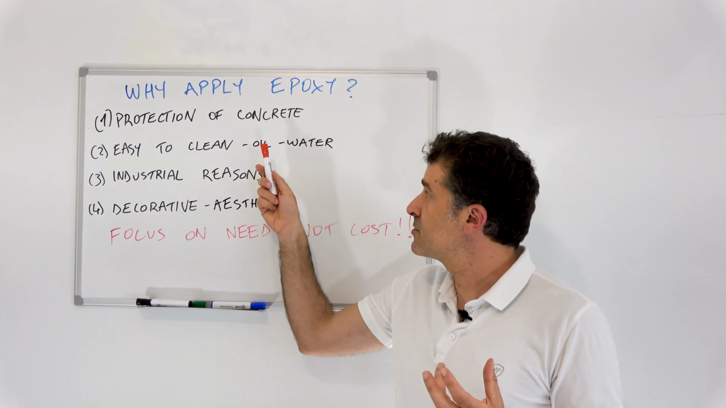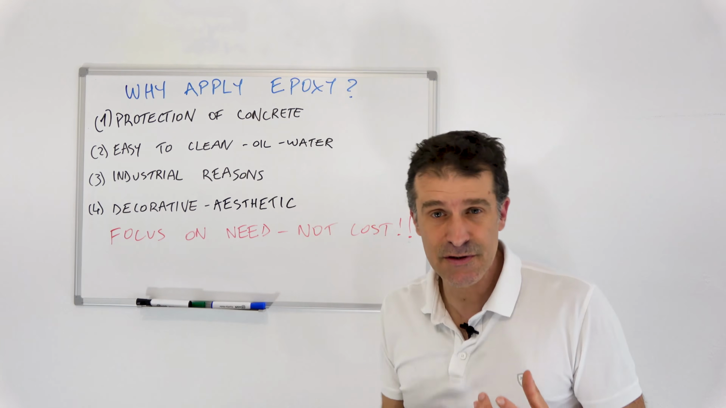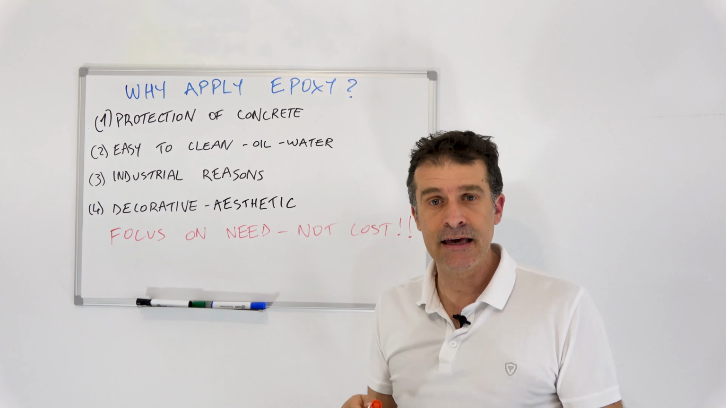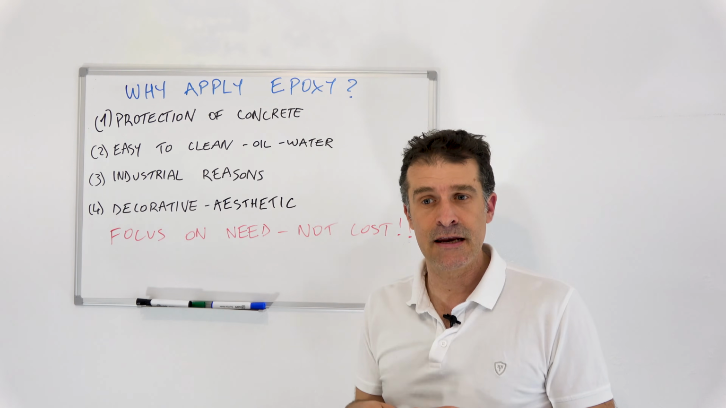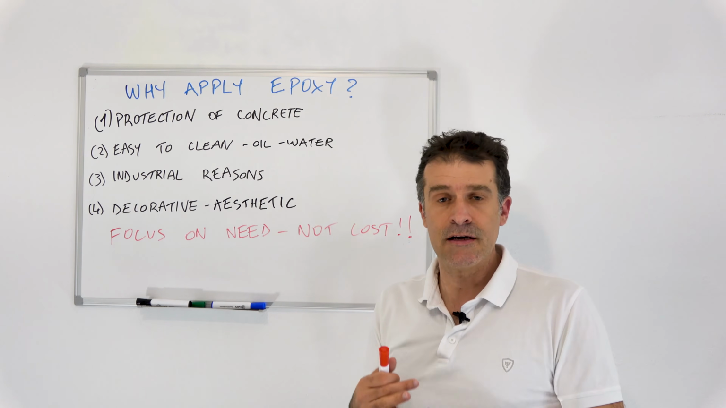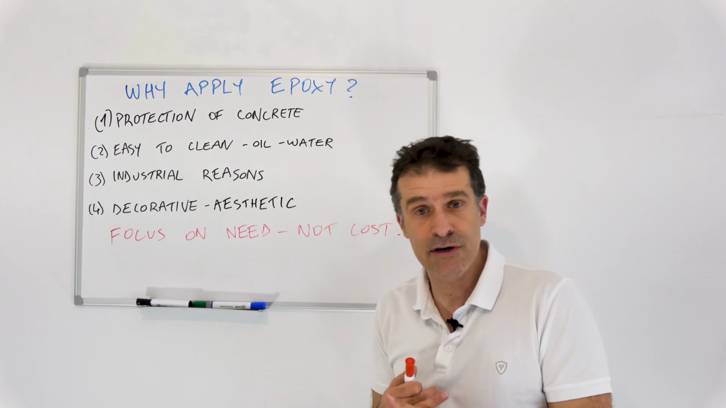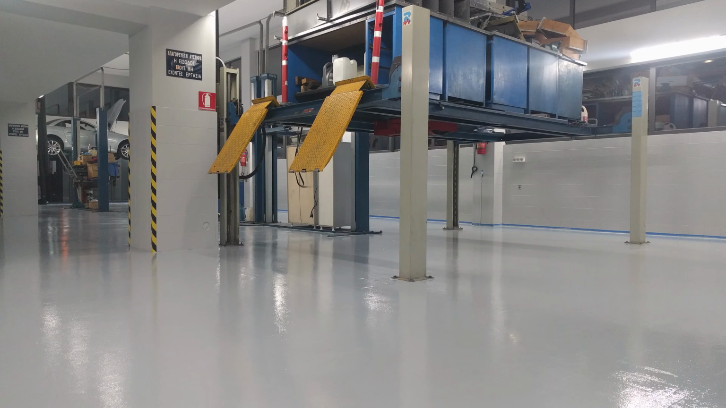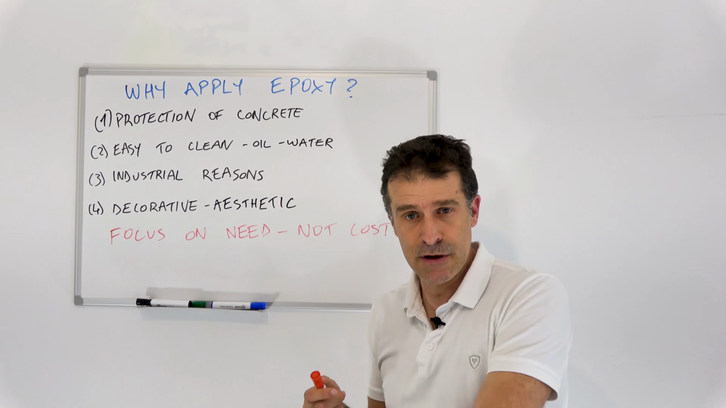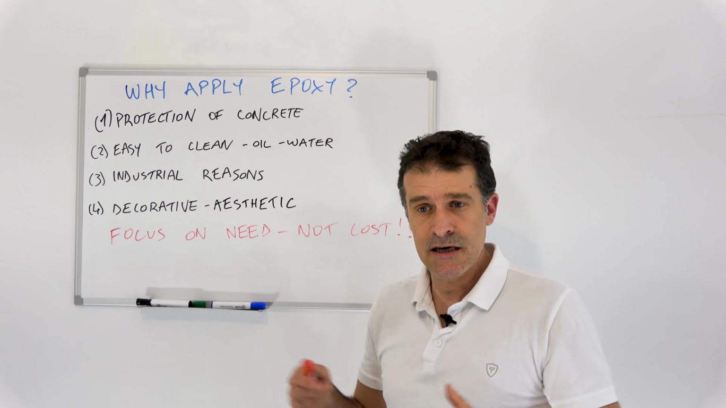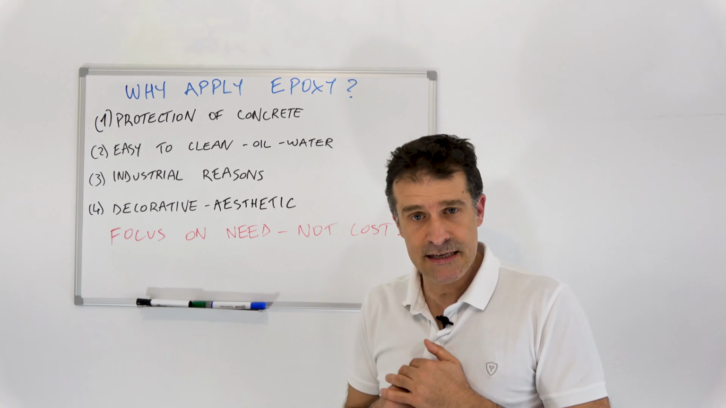Number two is epoxy is easy to clean because it doesn't absorb. So if you have oil spills, water spills, chemical spills, you can clean this up quickly if you have epoxy. And this is why we see a lot of epoxy floors in workshops, in car repair shops, in printing presses, all these areas where they have lots of chemical spills, oil spills. It's really convenient. If you have concrete, the oil will go into the concrete, it will stay there forever, and then you just have this permanent stain.